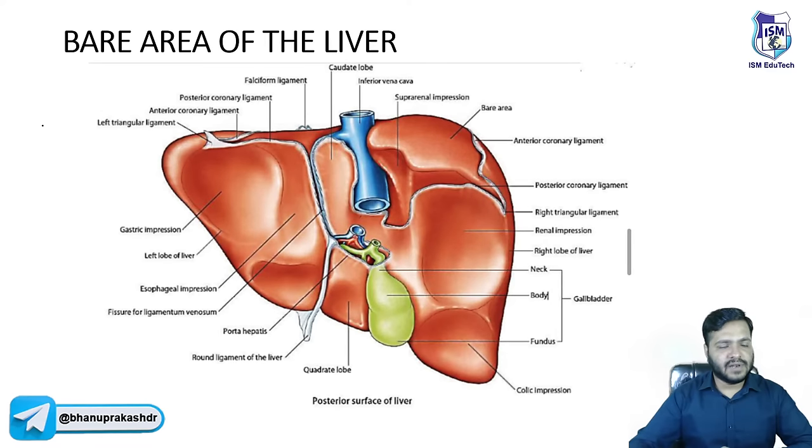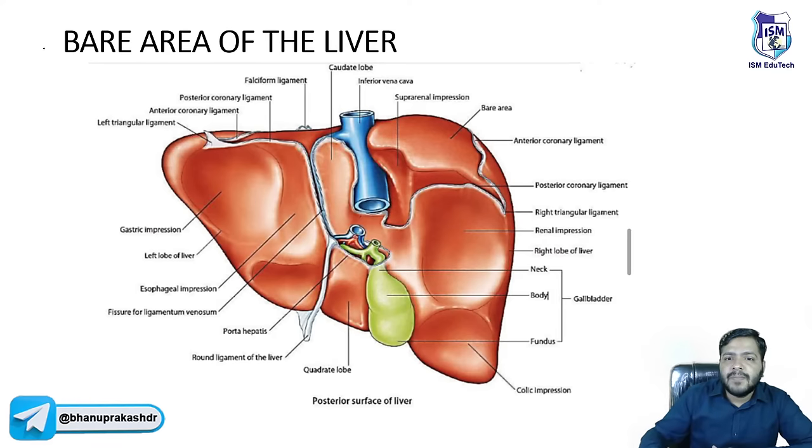Now coming on to the bare area of the liver. Remember, when I say bare area, it is this area which I am highlighting right now. Now, why do we say it is the bare area of the liver? Yes, right kidney, Sanjana, very good. Sai Krishna, very good.